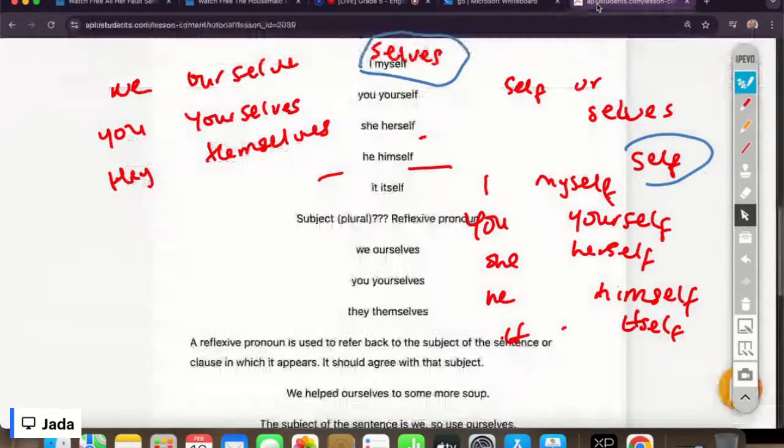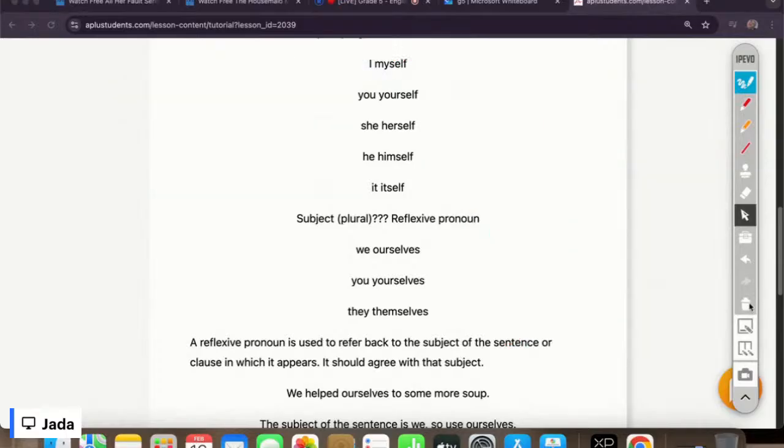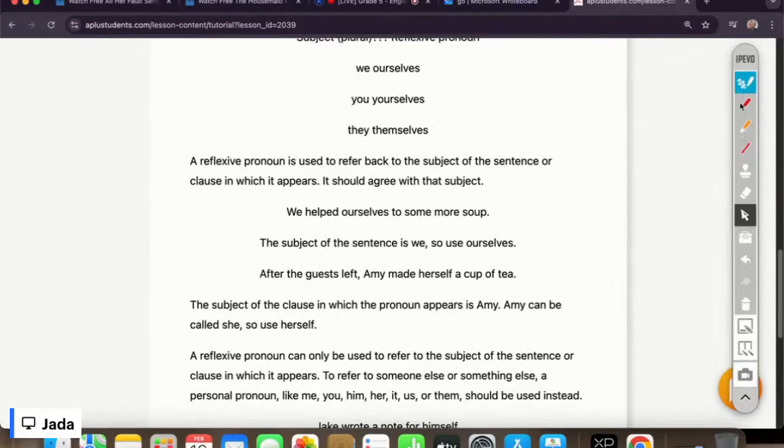All right, so moving on. A reflexive pronoun is used to refer back to the subject of the sentence or clause in which it appears. It should agree with that subject. So the reflexive pronoun should agree with the subject. They need to align. That's why we have it itself. We cannot say it ourselves. No, that's going to be wrong. Okay?